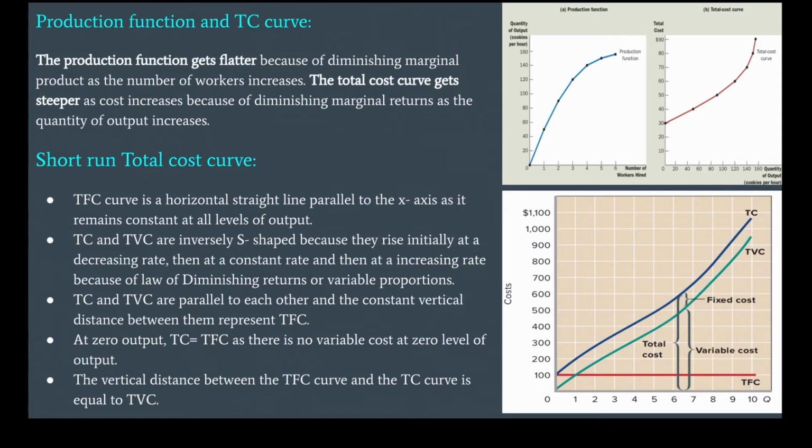Short-run total cost curves. The TFC curve is a horizontal straight line parallel to the x-axis as it remains constant at all levels of output. TC and TVC are inversely S-shaped because they rise initially at a decreasing rate, then at a constant rate, and then at an increasing rate because of the law of diminishing returns of variable proportions. TC and TVC are parallel to each other and the constant vertical distance between them represents TFC. At zero output, TC is equal to TFC as there is no variable cost at zero level of output. The vertical distance between the TFC curve and the TC curve is equal to TVC.